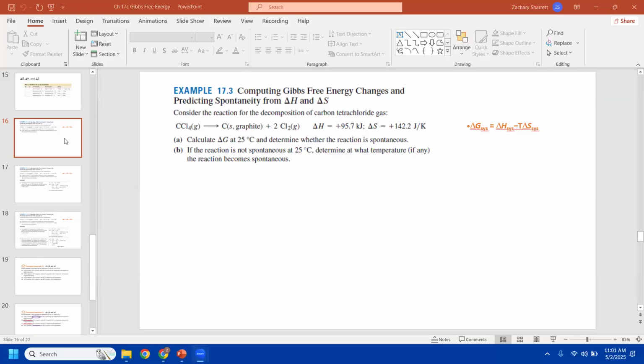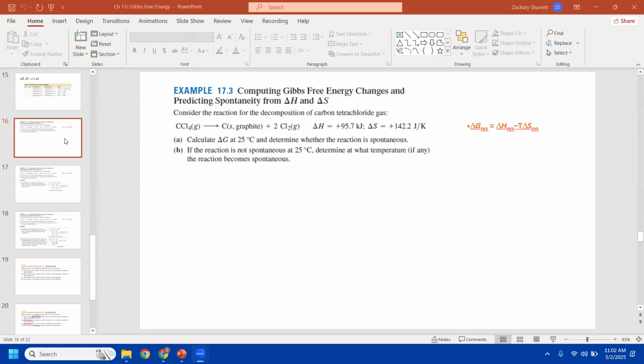All right. So last class we looked at this problem, right? We did it at the very end. We said calculate the deltaG at 25 degrees and determine whether the reaction is spontaneous. So they give us the deltaH and they give us the deltaS. We have the formula deltaG equals deltaH minus T deltaS, right? So basically all we're doing is plugging and chugging for part A.